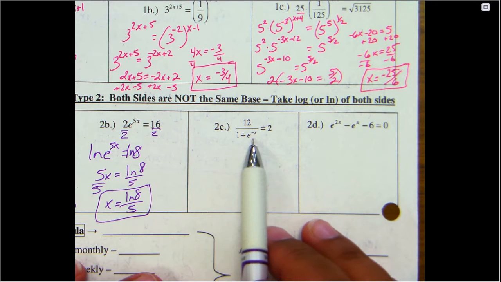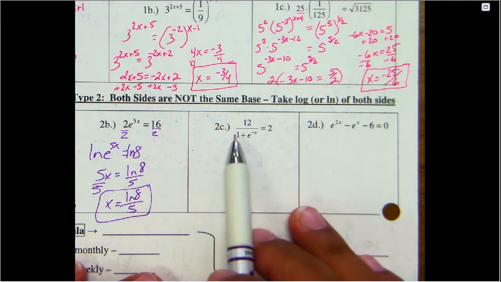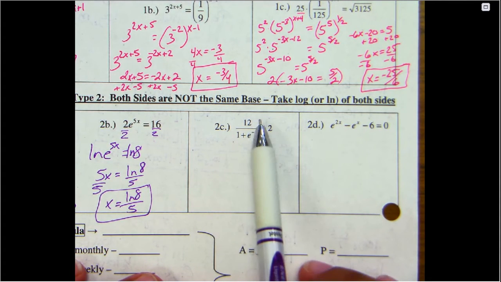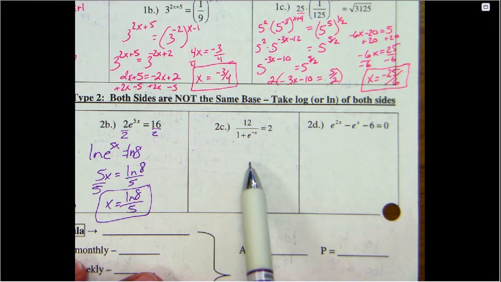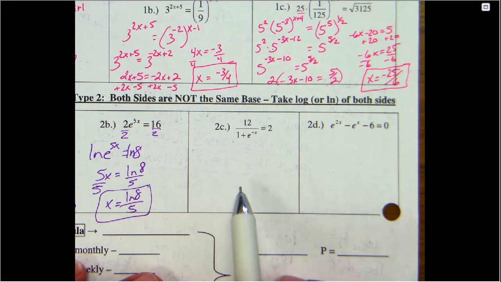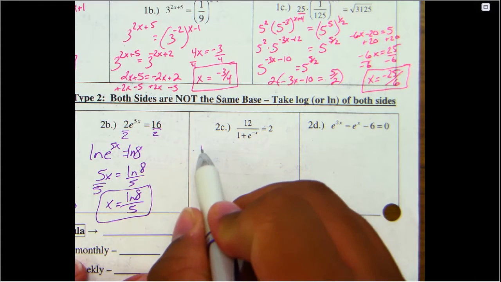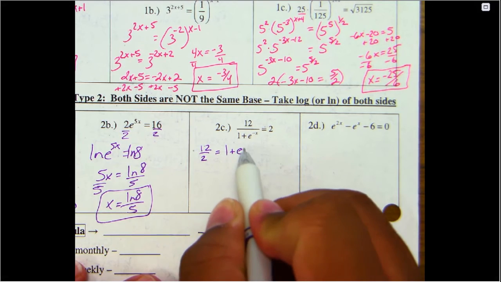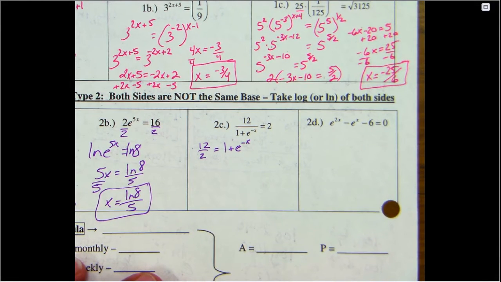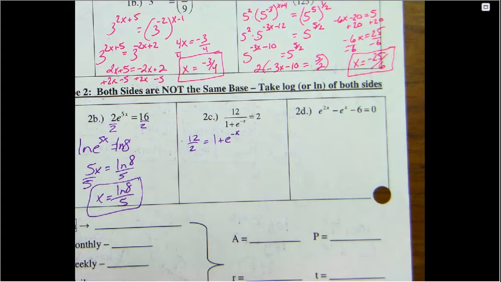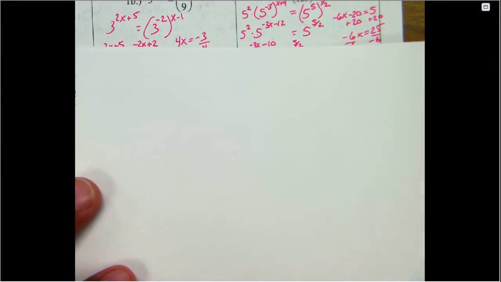All right. 12 over 1 plus e to the negative x equals 2. Now, there is a trick that I normally teach when everybody gets to this class. Where's the variable located? In the denominator. Whenever you're trying to solve for a variable in the denominator, switch it with the other side of the equal sign. Listen, and trust me, it's mathematically correct. And I'll show you why.